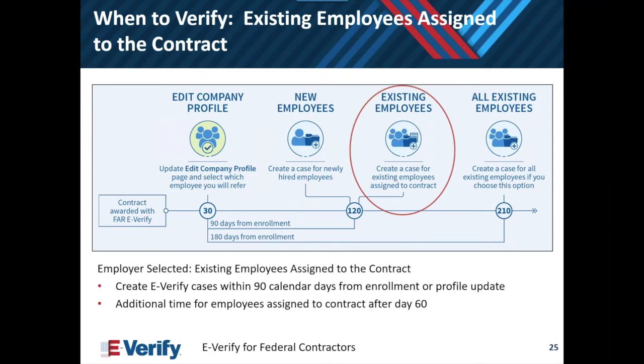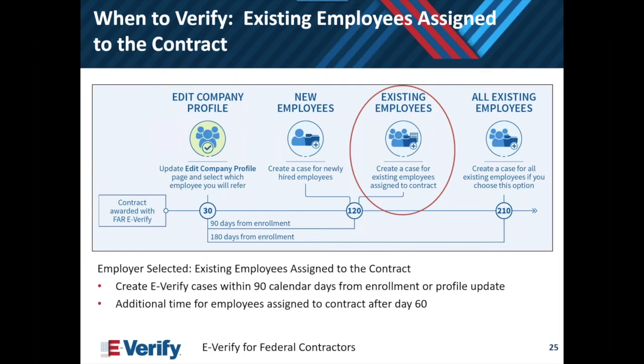Next, let's talk about existing employees assigned to that federal contract. So, kind of think back, we had those 2 options: employees that are existing assigned to the federal contract, or your entire workforce of existing employees. So, here we're talking about those existing employees who are assigned to the federal contract if this is the option you chose. So for these, you must enter all of that Form I-9 information into E-Verify within 90 calendar days from enrolling or updating your company profile to now show that you're a federal contractor with the FAR E-Verify clause. So it's that same time frame that you have for new employees. The difference here is that you'll need to create all of those cases within the 90-day window for those existing employees who are assigned to the federal contract.